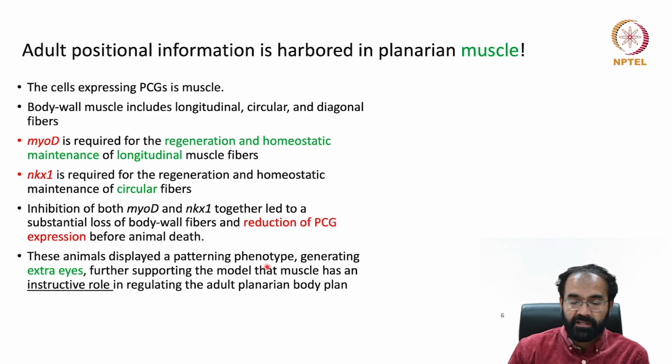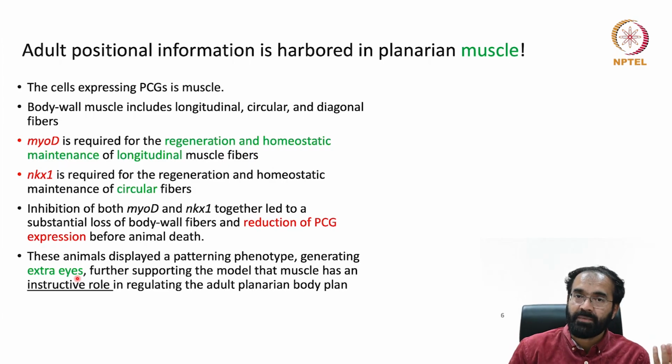That means they have difficulty in forming proper patterns, generating extra eyes, because you don't know which... If position control genes specific for eyes should be expressed in a given muscle, and now you got rid of the quality of the muscle, they are expressed everywhere, here and there, and then eyes will also form here and there. So there is no specificity.